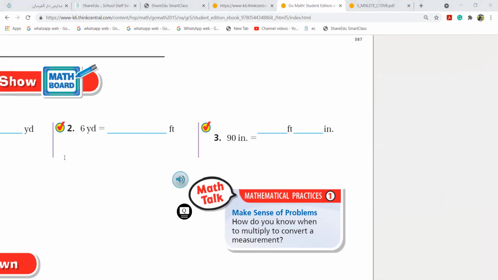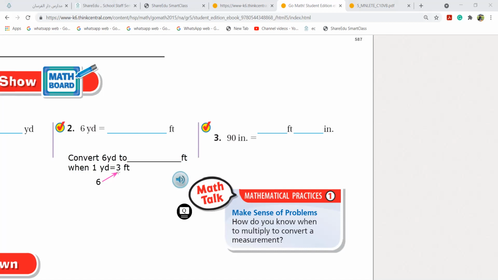18, because 6 times 3 is 18. Let me show you how I wrote the question. Convert 6 yards to dash feet. Given in the question: 1 yard equals how many feet? 3 feet. So when 1 yard is 3 feet, how much is 6 yards? 6 times 3. Only multiplication, 18. So you can directly multiply and write the answer.